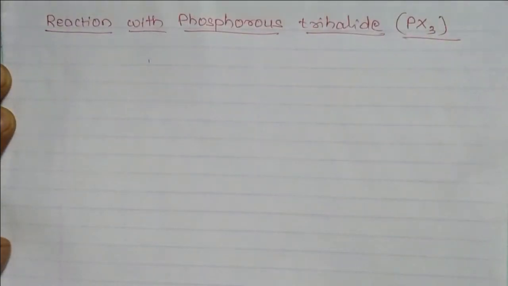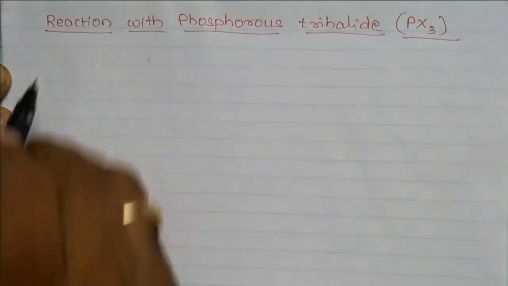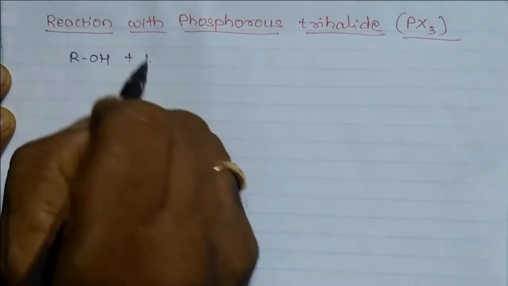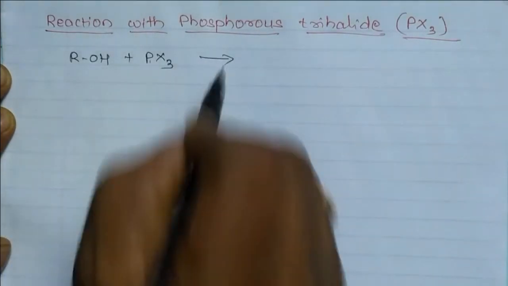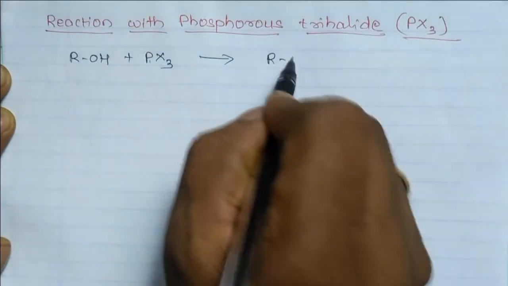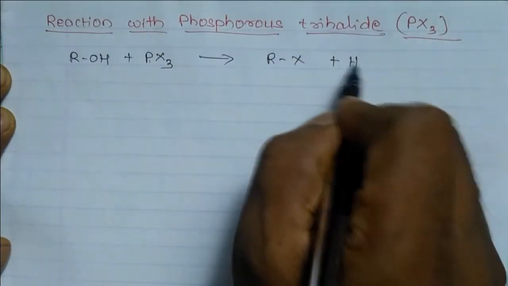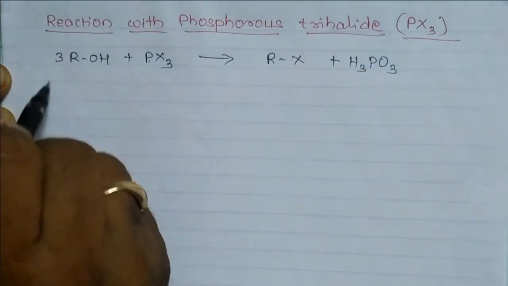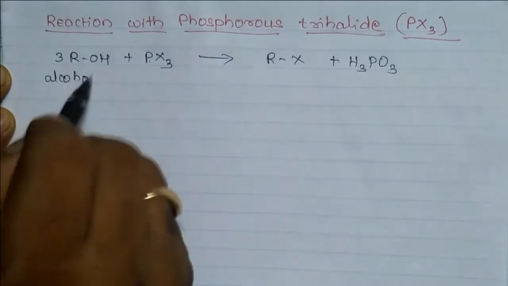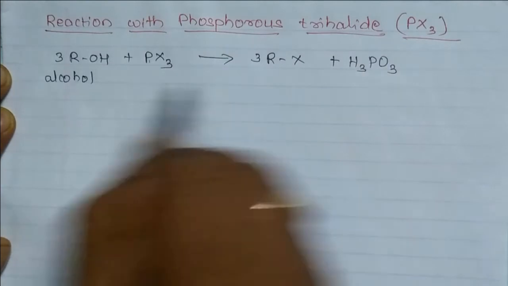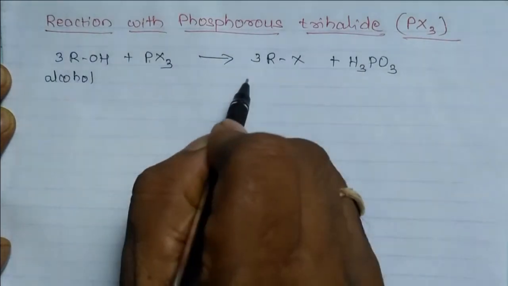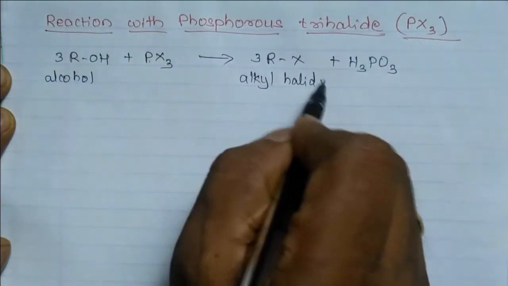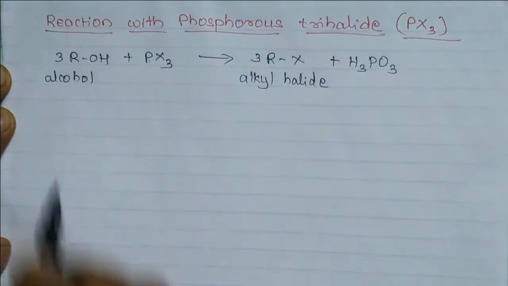Now we'll discuss the reaction of alcohols with phosphorus trihalide, general formula PX3. Alcohol ROH reacts with phosphorus trihalide PX3, and you get alkyl halide RX plus H3PO3. Three molecules of alcohol react with the phosphorus trihalide to give the corresponding alkyl halide.